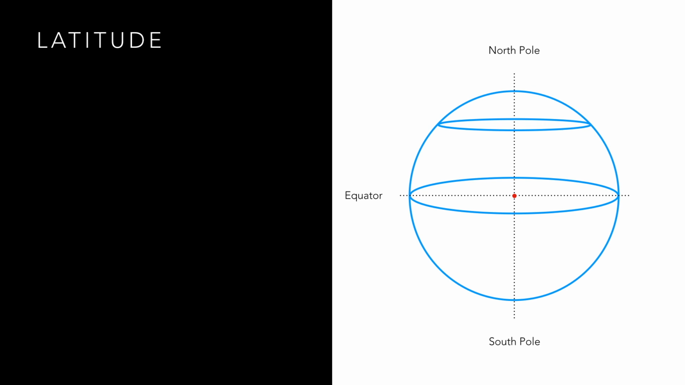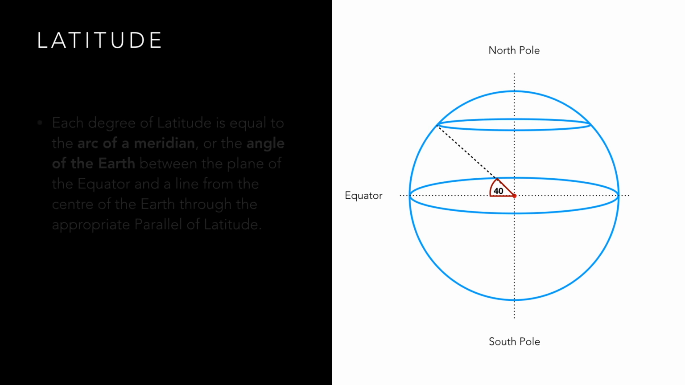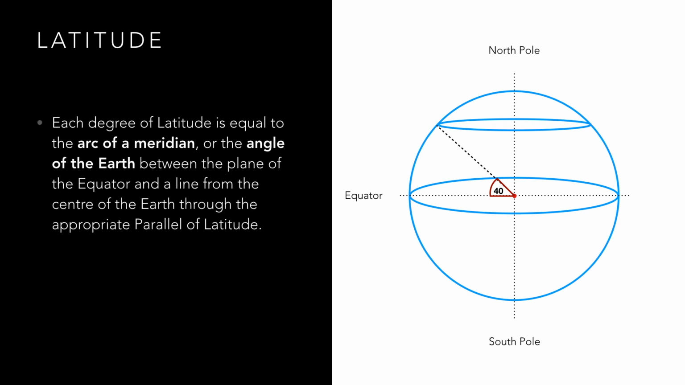If we take our imaginary 40-degree parallel of latitude and connect it to our imaginary point in the centre of the Earth, we see that the angle is 40 degrees. This can be explained by saying that each degree of latitude is equal to the arc of a meridian, or the angle of the Earth between the plane of the equator and a line from the centre of the Earth through the appropriate parallel of latitude.